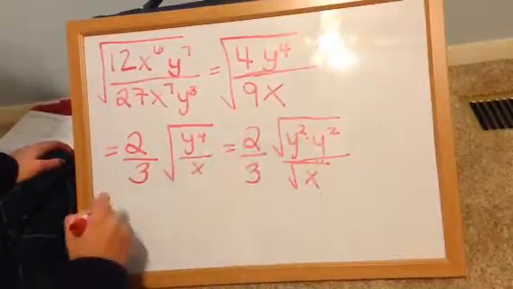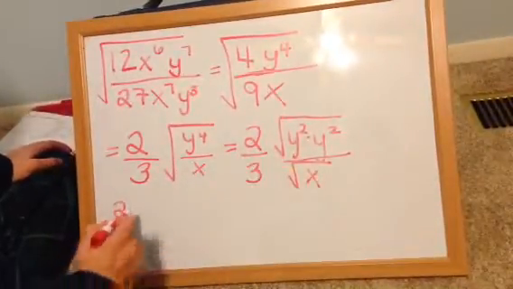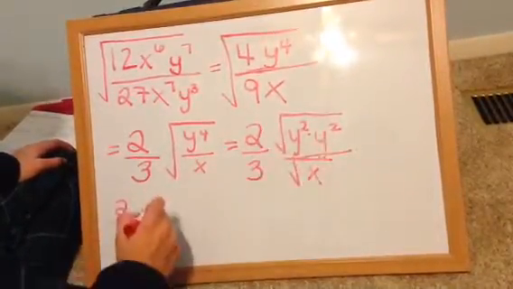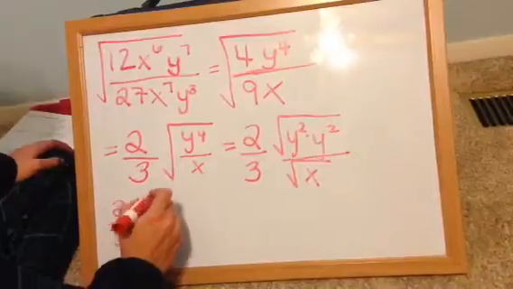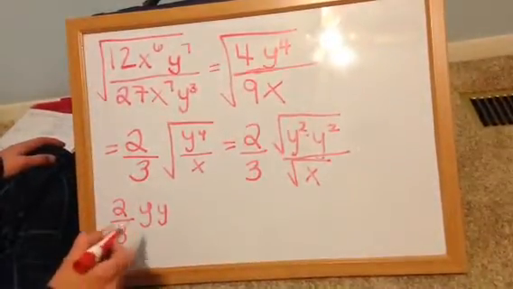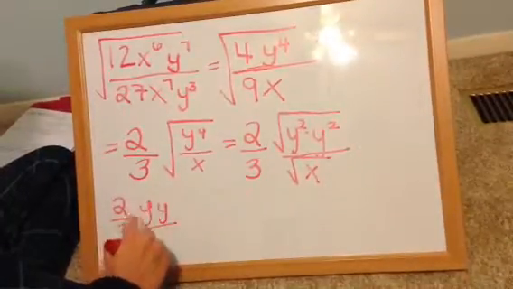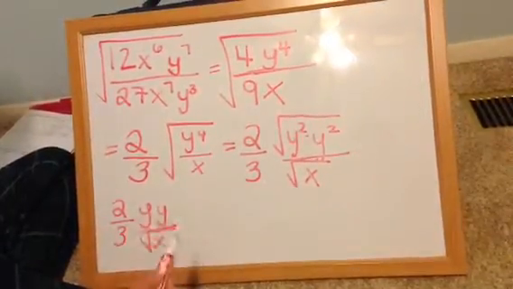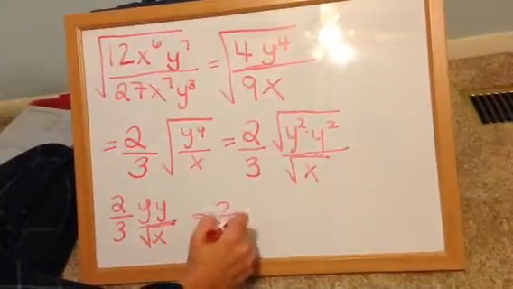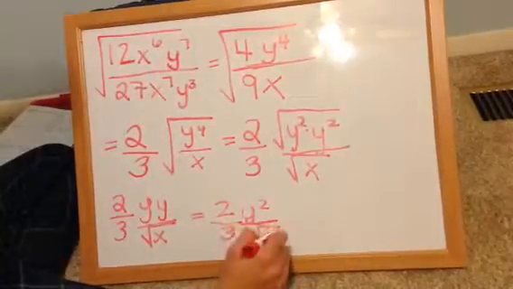When I pull out one y squared, let me just keep writing this 2/3. When I pull out one of the y squareds, I'm left with y. When I pull out the next y squared, I am left with y again. And that's over the square root of x. So that then becomes 2/3 y squared all over the square root of x.